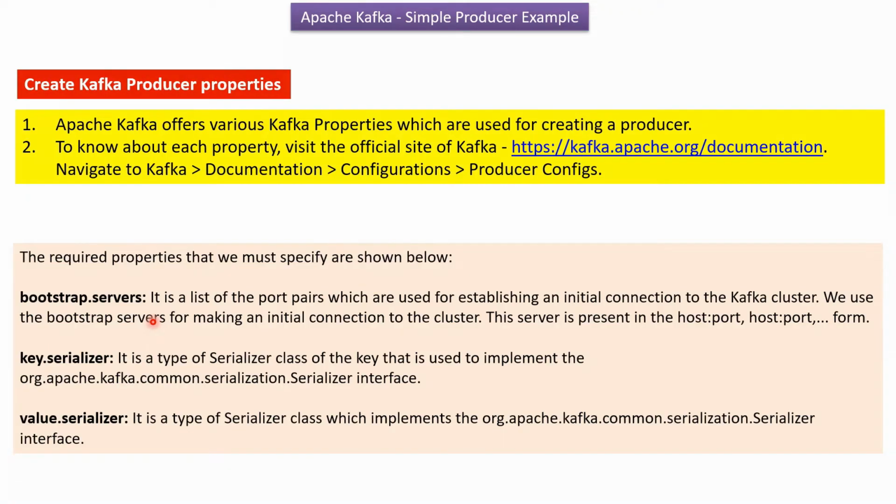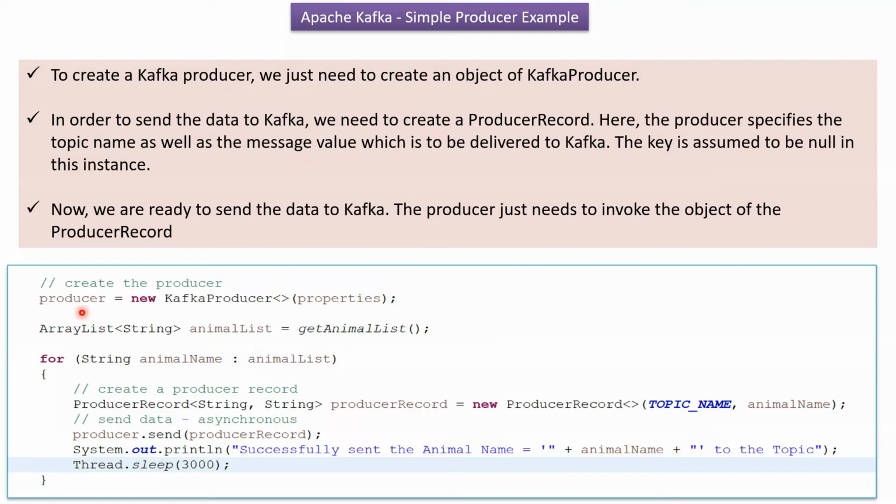In the example we have seen, we have used three producer properties: bootstrap servers, key serializer, and value serializer. To create a Kafka producer, we need to create the object of KafkaProducer. In order to send data to Kafka, we need to create a producer record. In the producer record constructor, we have to specify the topic name and the message value. In this case, the key is assumed to be null. Using the send method of the producer object, we can send data to Kafka.